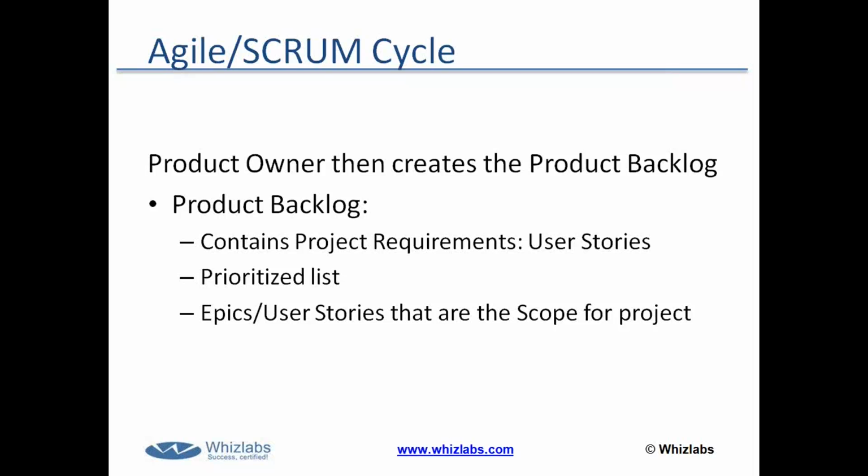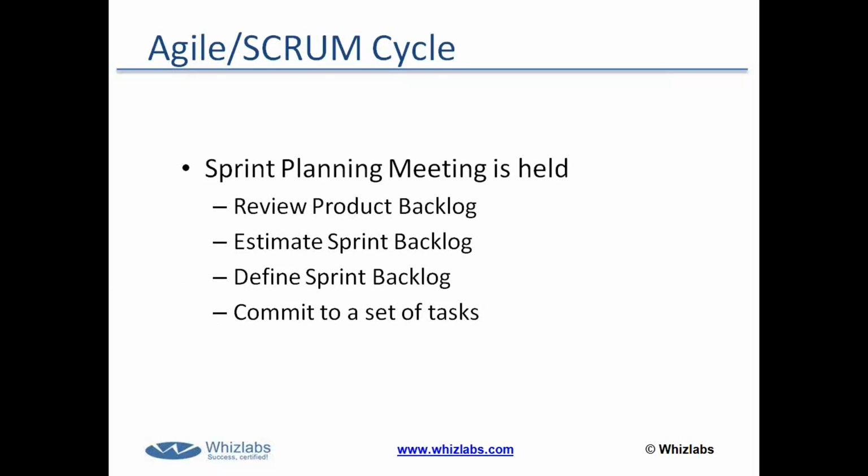So one more time. The product owner, after getting the vision, creates a product backlog. The product backlog contains project requirements in a user story format. The product backlog is a prioritized list, and these user stories should be the great majority or the complete scope for the project.